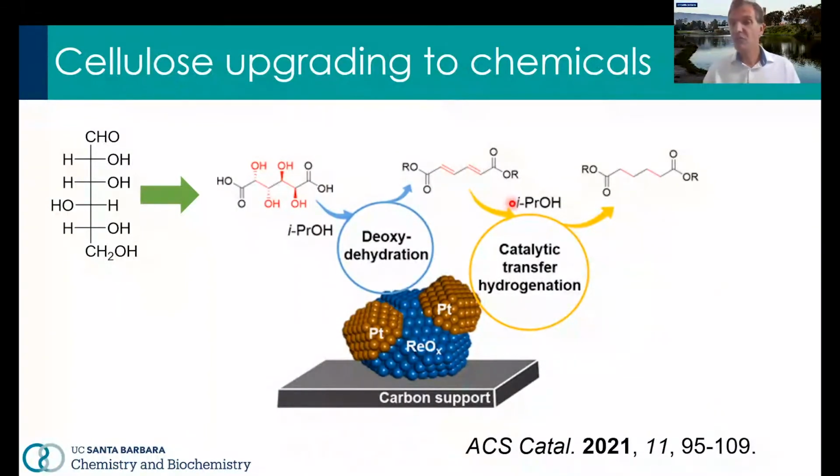And then in the presence of a hydrogen donor, such as isopropanol, the platinum component of this catalyst does catalytic transfer hydrogenation, which means you make acetone from isopropanol and hydrogenate these double bonds to make adipic acid. Now, we know that adipic acid is used as a monomer in nylon. So this is now a drop-in nylon monomer that we could make from the cellulose byproduct from our catalytic fractionation of biomass.